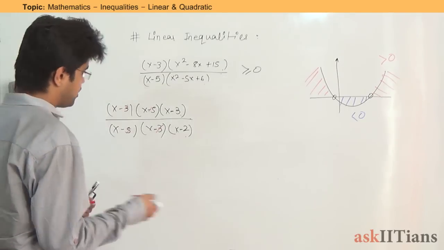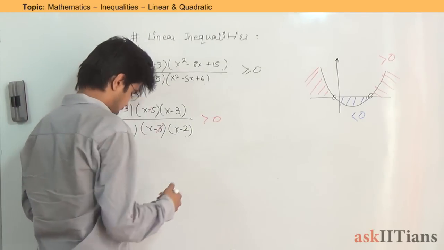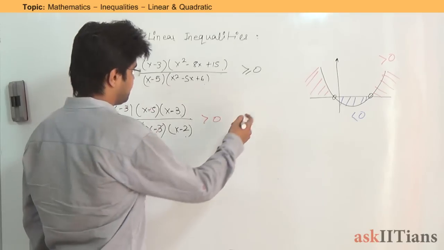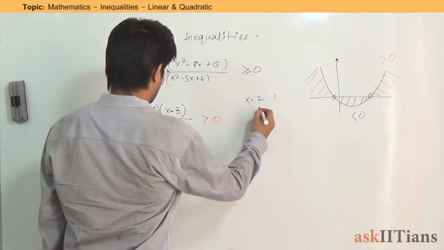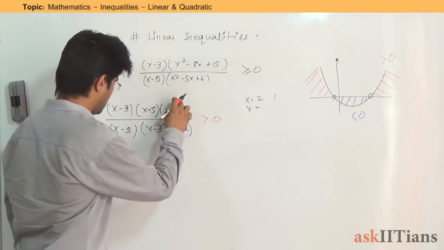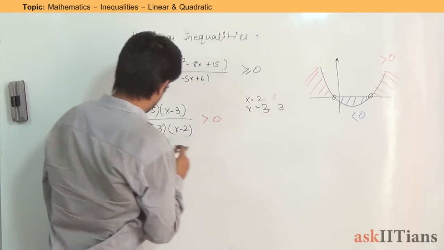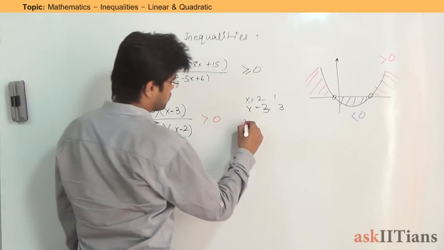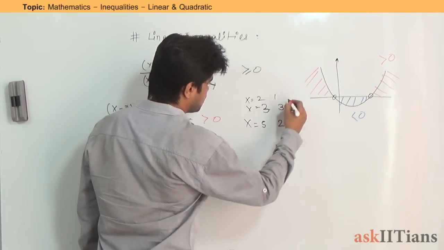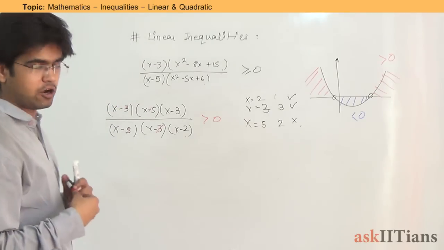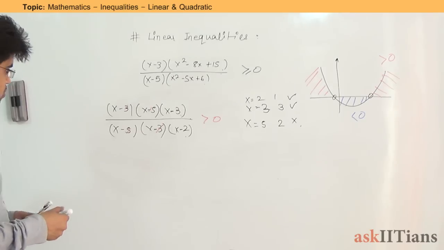Now look, if we want it to be greater than 0, first let's see how many roots there are at x equal to 2. At x equal to 2, there is 1 root. At x equal to 3, there are 3 roots. At x equal to 5, there are 2 roots. So at odd roots we will change sign, at even roots we are not going to change sign.